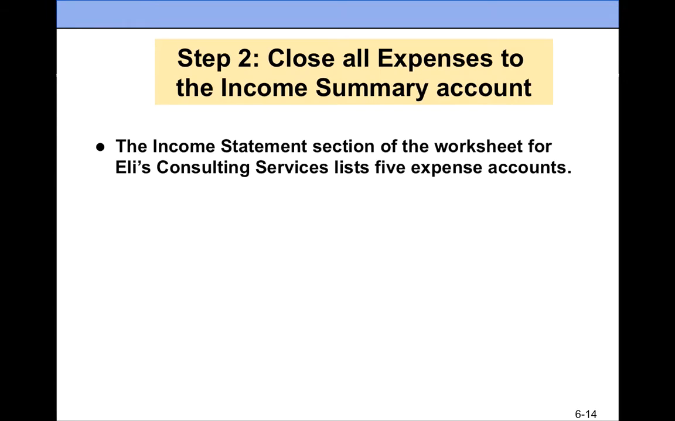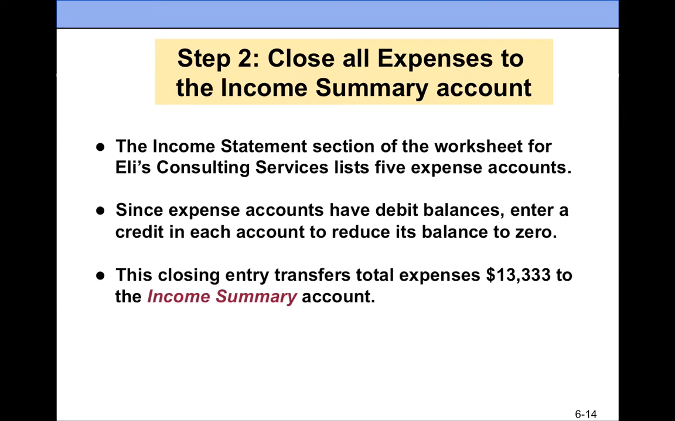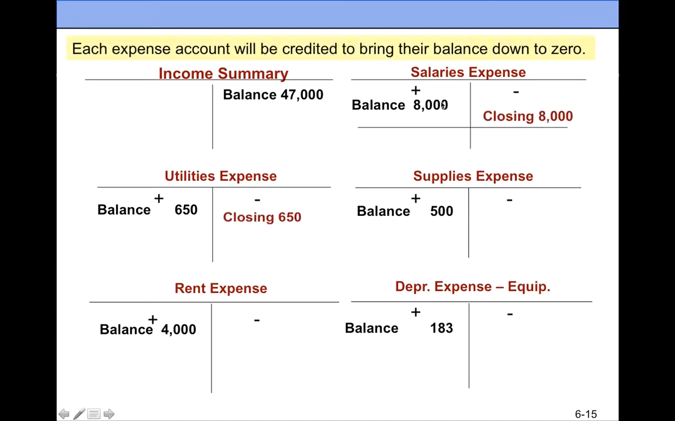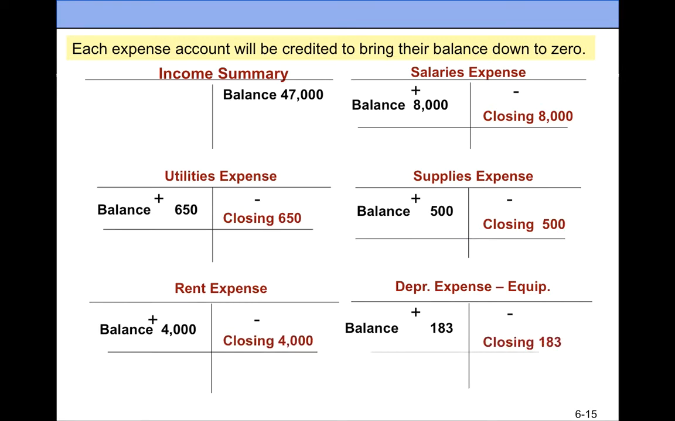Okay, second step, E. Let's close all expenses into income summary. You will usually have more than one expense, so your second closing entry will be a compound entry. So we have 1, 2, 3, 4, 5 expenses. They have normal debit balances. So I'm going to offset their balances and credit all of them to make them zero. And then I take the total expenses, which you can look up in your worksheet. It's 13,333, and I'm going to move them into the trash can account, which is income summary.